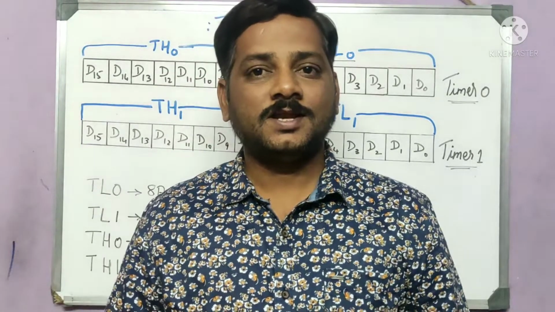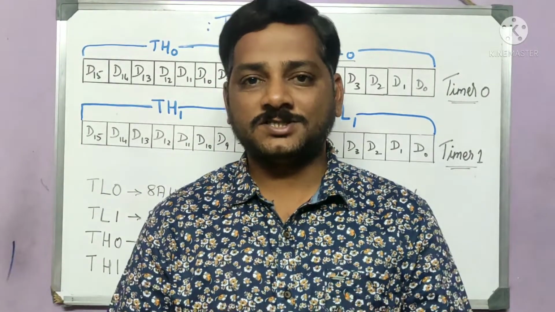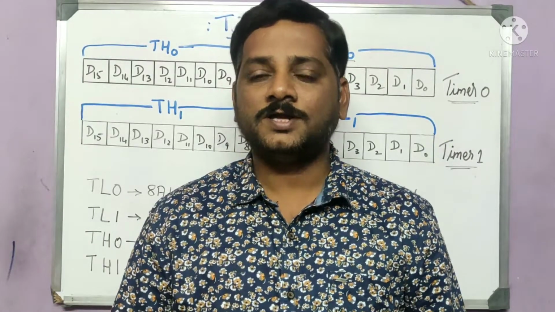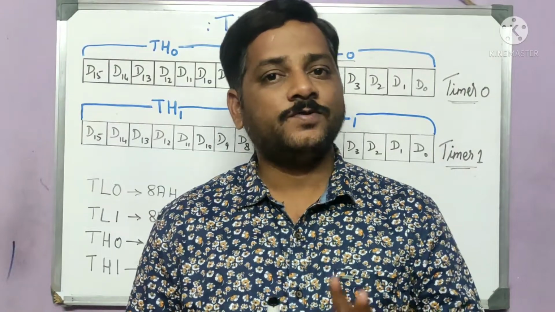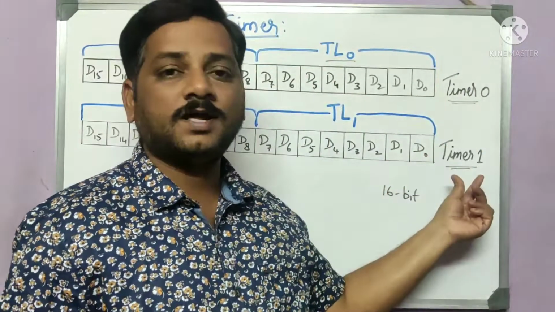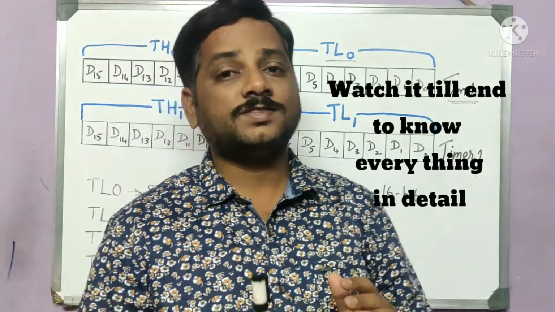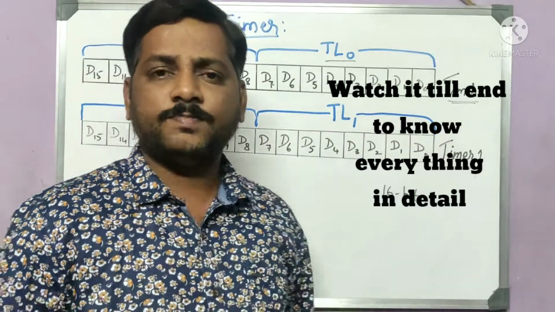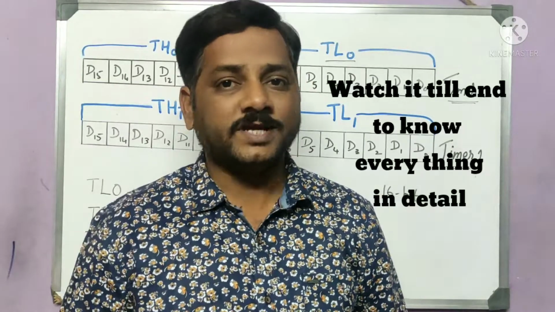In this session, let me explain the timer registers which are used in the microcontroller. As you all know, in microcontroller 8051, we have two timers, and we name them timer 0 and timer 1. The size of these timer registers is 16-bit, but the microcontroller deals only with 8-bit registers.